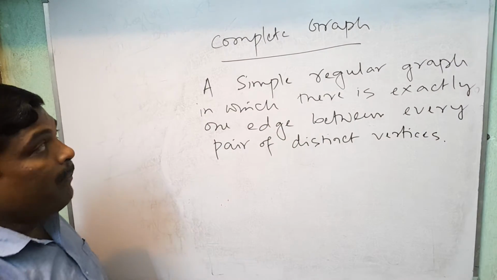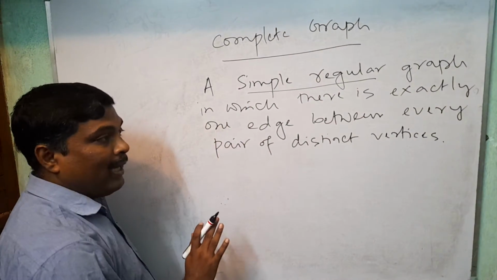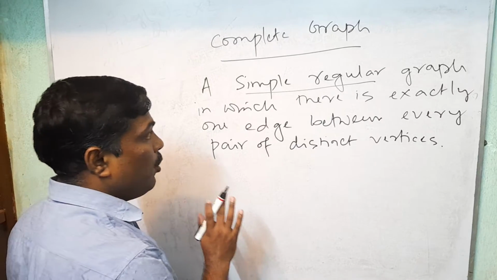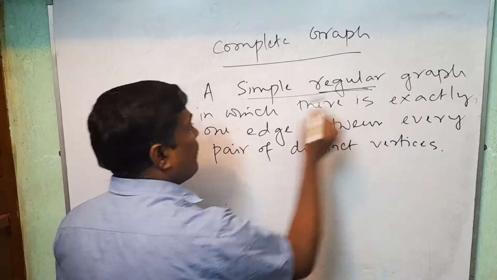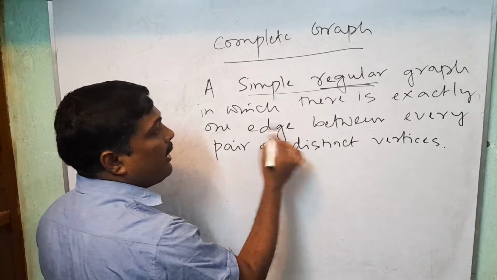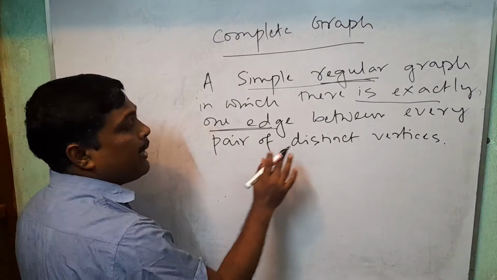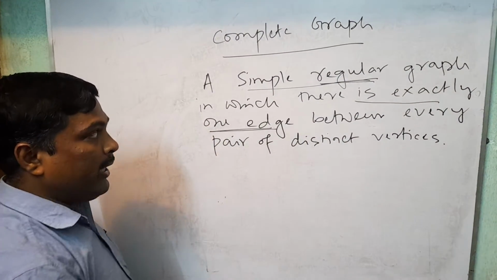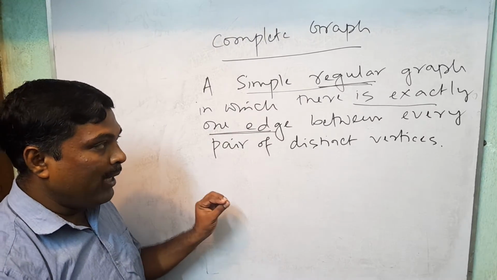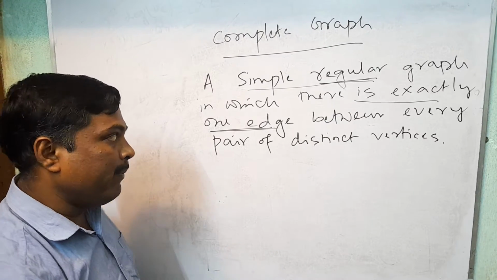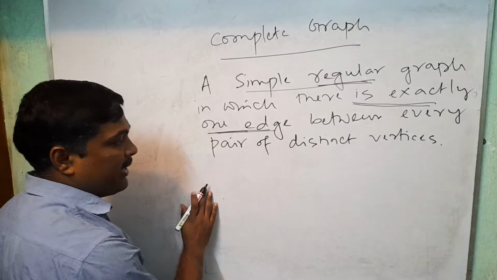Okay, so what is a complete graph? A simple regular graph. It is simple and regular. So no parallel edge, no self loop, and degree of each vertex is the same. So a simple regular graph in which there is exactly one edge between every pair of distinct vertices. Every complete graph is simple and regular: no parallel edge, no self loop, degree of each vertex the same, and exactly one edge between every pair of distinct vertices.